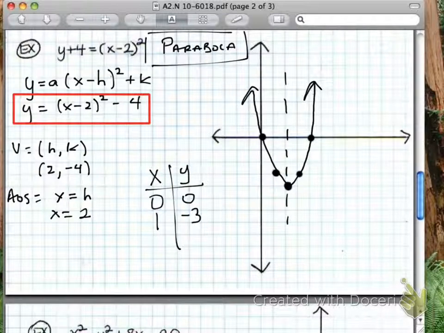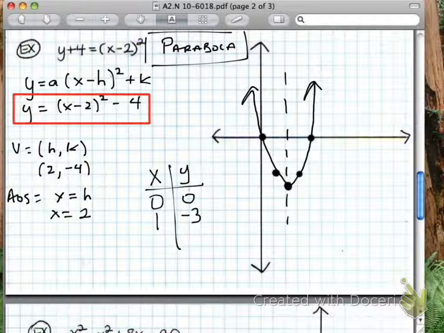Otherwise, just to give you a heads up, because we skipped this part, my focus was right here. Then I could have found the LR, which would have put points right here and here. And all I would have had was a little tiny section. So finding the focus doesn't save us any trouble, because I don't want a little tiny section.